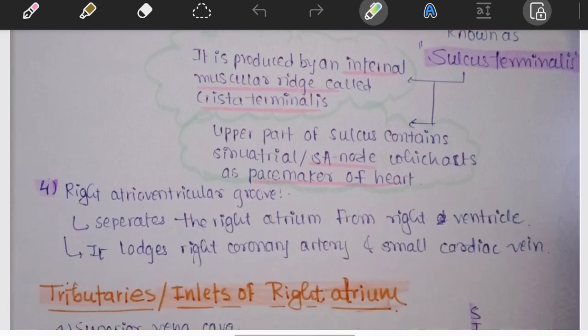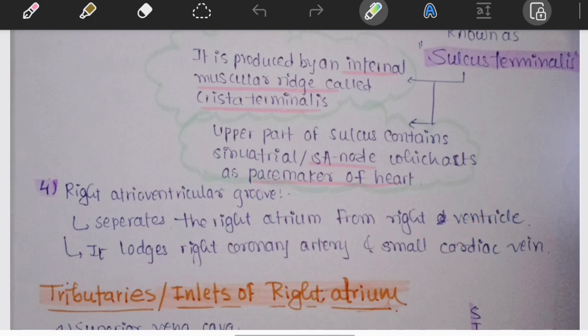The next feature is the SA node. Where is the SA node? The natural pacemaker of the heart lies on the upper part of the sulcus terminalis, close to the opening of the superior vena cava. Because electrical impulses start here, the SA node is called the pacemaker of the heart. If the SA node is damaged, the heartbeat becomes abnormal and the patient may require an artificial pacemaker.